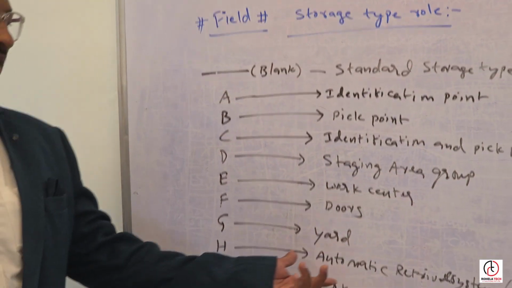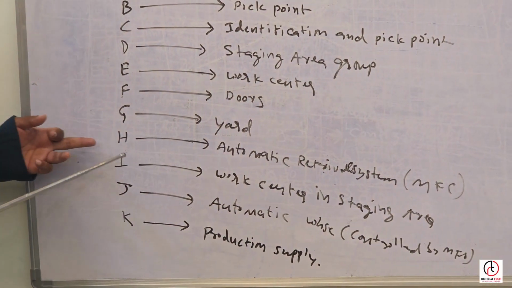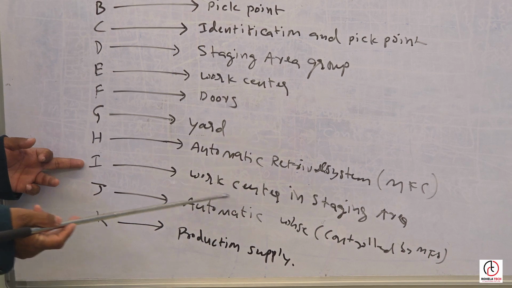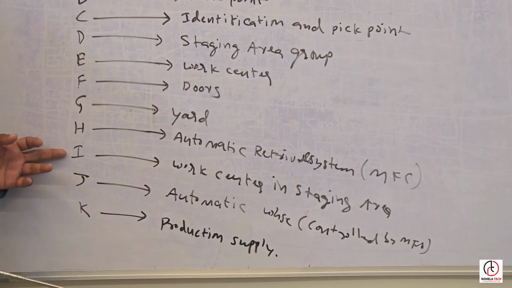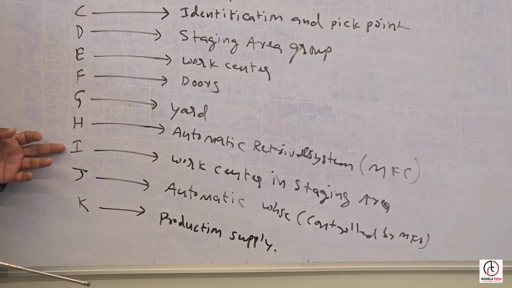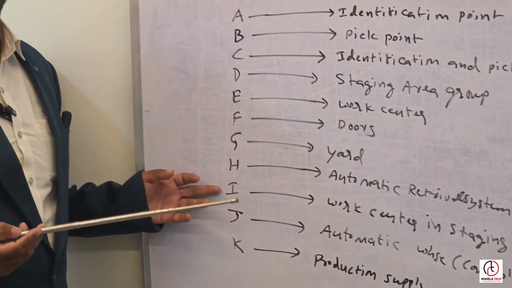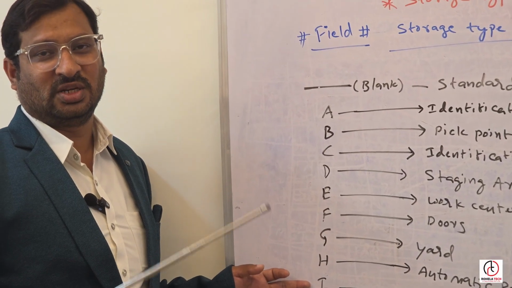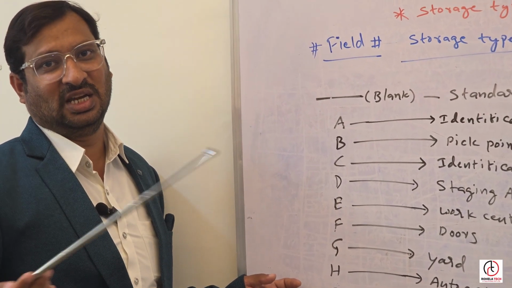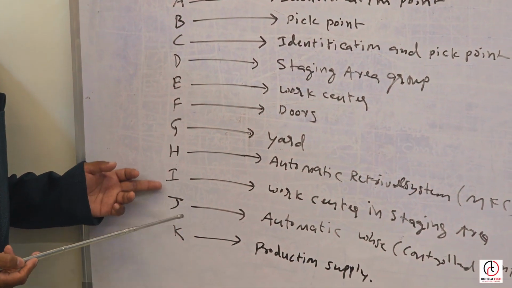In the same way, for automatic retrieval systems in the material flow control, we use H. Work center in staging area. Let's say we receive the final product from the production area, production facility. That needs to be packed in the handling units. So immediately we receive the stock into a work center which is going to act as a staging area as well. For that we are going to assign the storage type role as I.